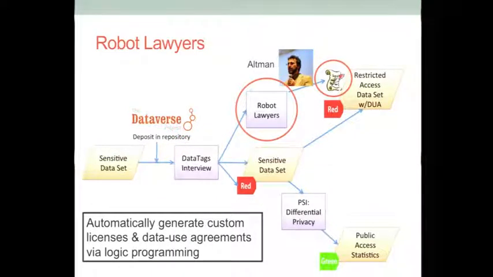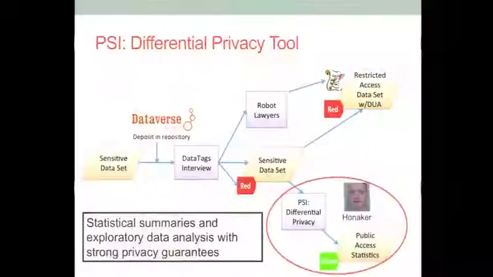This afternoon, Micah Altman will talk about the robot lawyers tools, which are at an earlier stage, and this is why they're kind of in the future direction section of the program, an earlier stage of development that enable generating these custom data use agreements and licenses using the methodology of logic programming from computer science. And later in this session, or maybe the beginning of next session, due to some technical difficulties, James Honaker will talk about the tools we're building for incorporating differential privacy.